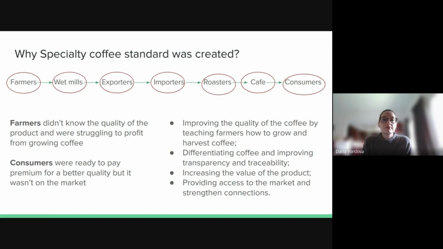And in this case, we fight both of these problems: when farmers don't understand the quality of their product and struggle to get a higher profit, and from the other side, the consumers who would like to have better quality, higher value products, but couldn't, and now they can.